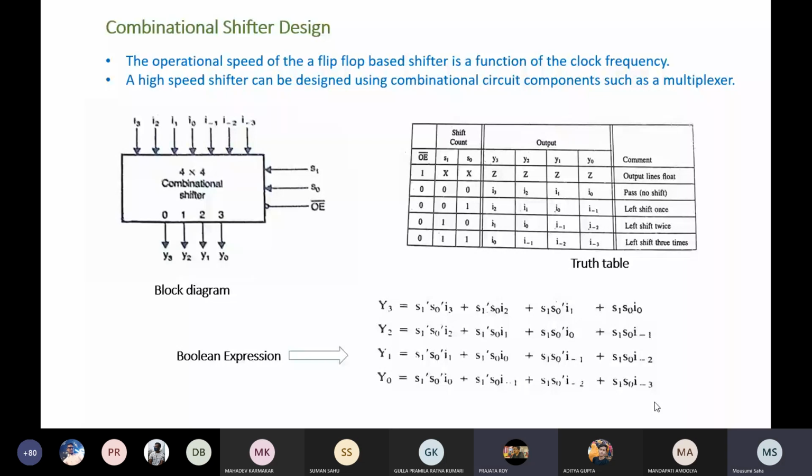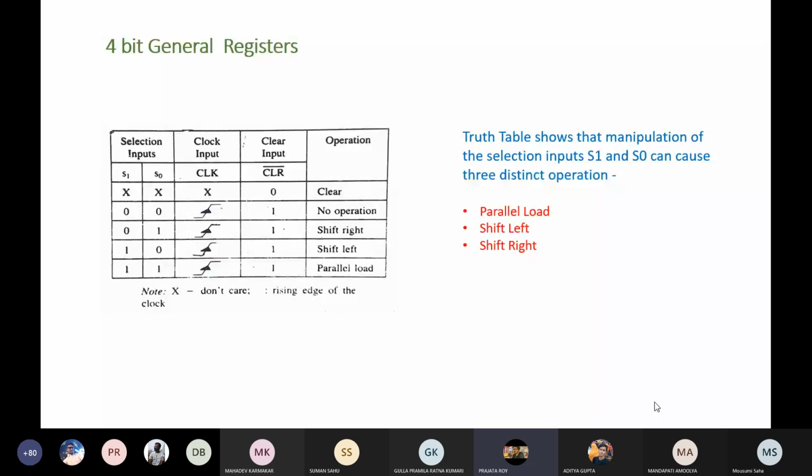Ma'am, I had a question. In the previous slide, I didn't understand one part of the truth table. In the CLK column, what is written over there? I didn't get it. Is it rising edge?